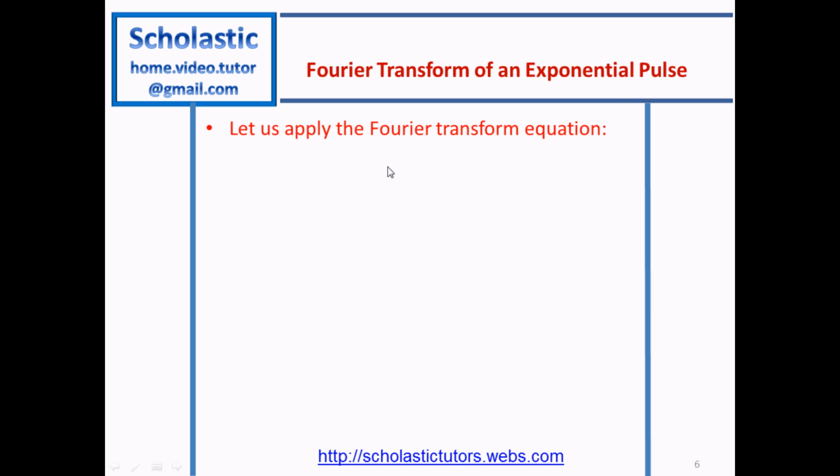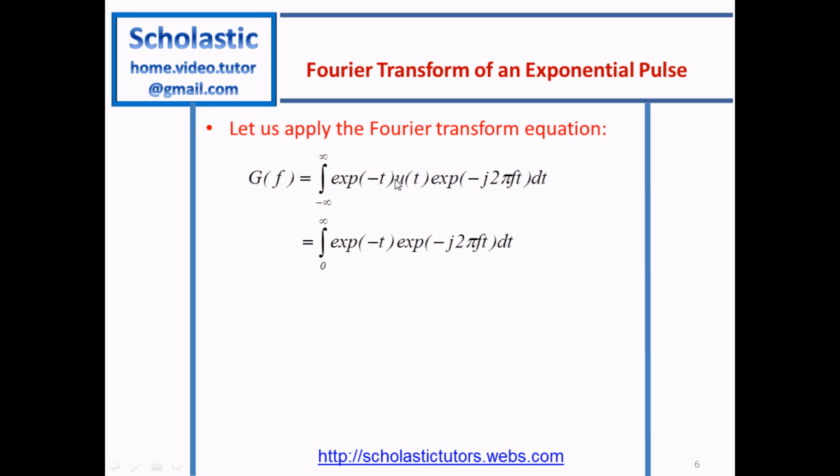Now we can apply the Fourier transform equation, which is given by G(f) and g(t). In this case, g(t) is equal to exponential minus t times u(t), times exponential minus j2 pi ft dt. So this is the definition. Definition says g(t) times exponential minus j2 pi ft dt. So here you can see u(t) is there. u(t) is a step function which has values from 0 to infinity. From minus infinity to 0, the values are 0.